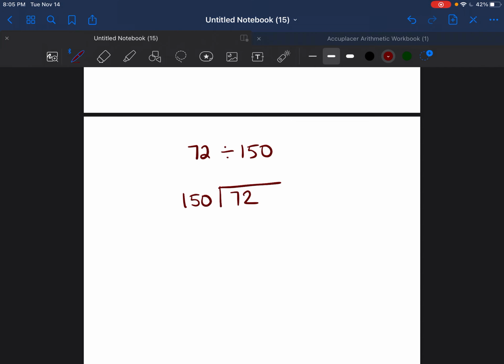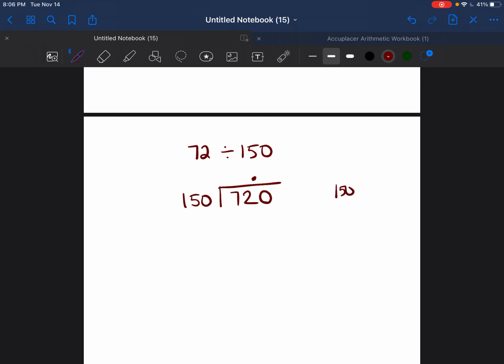So we're going to say, okay, 150 cannot go into 72 as it is. So that must mean we need to add a 0 to make 720, and that's very easily added. We can just add the 0. But when you add a 0, you have to add a decimal place right above the place where you've added a 0. So now we have a decimal in our answer.